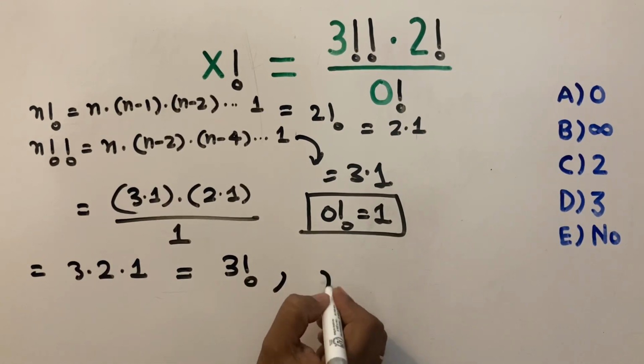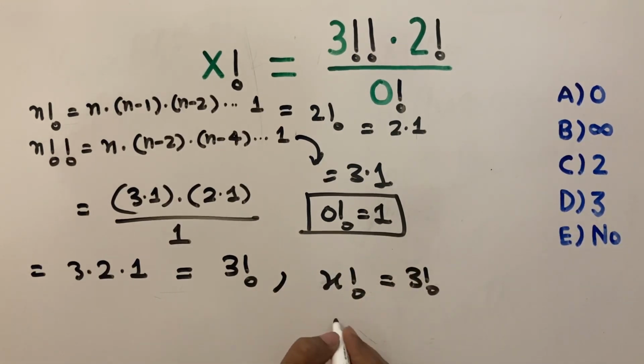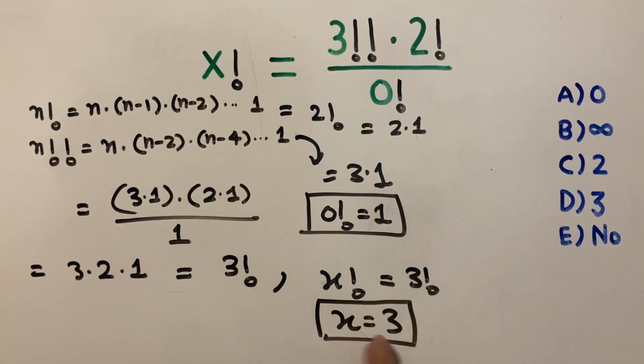Therefore, x factorial is equal to 3 factorial. So x equals 3. Therefore, option D is the correct answer.